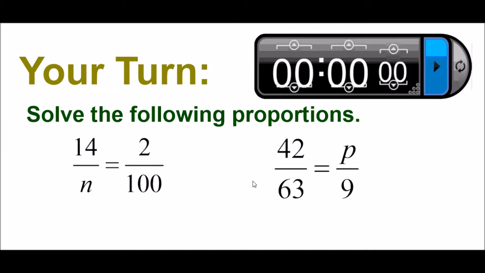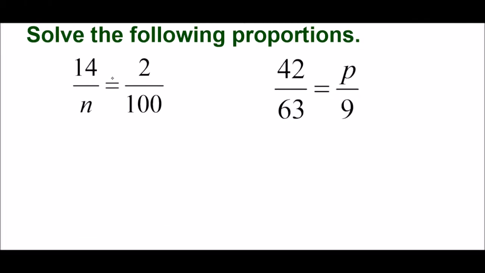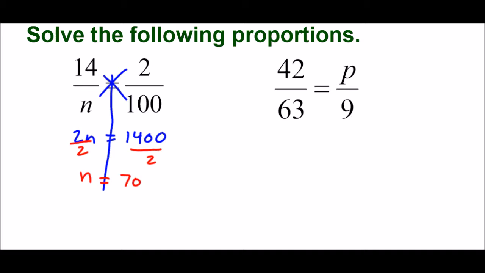So let's work through these two examples. So first thing I'm going to do is I'm going to cross multiply, and I'm going to go ahead and draw my brick wall to stay organized. So I know I have 2 times n, so 2n equals 14 times 100, so 1400. Then I undo multiplication with division, so I get n equals 700.